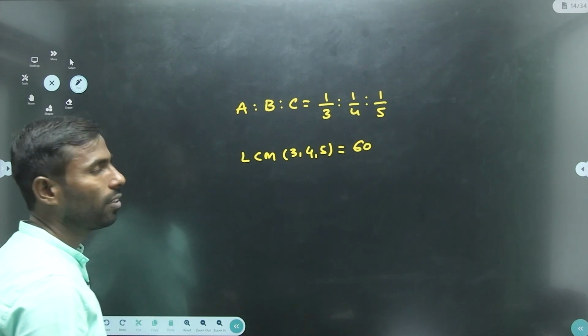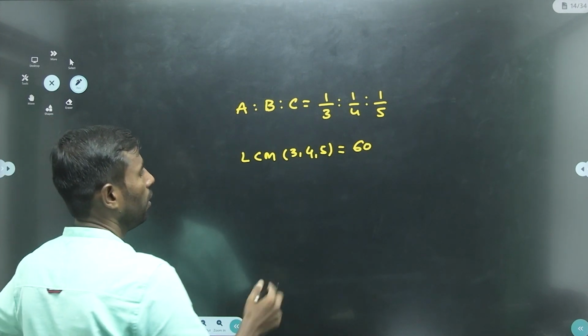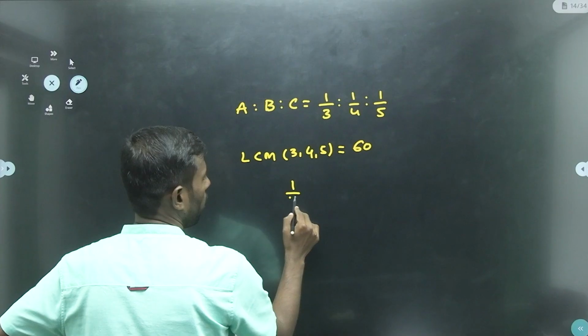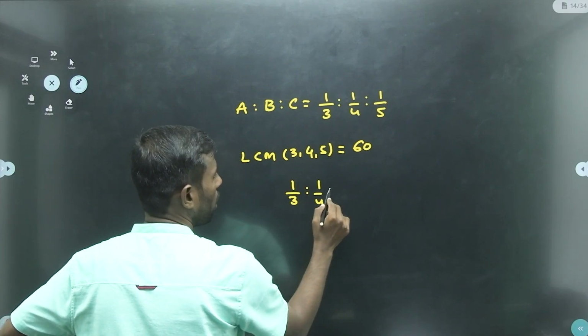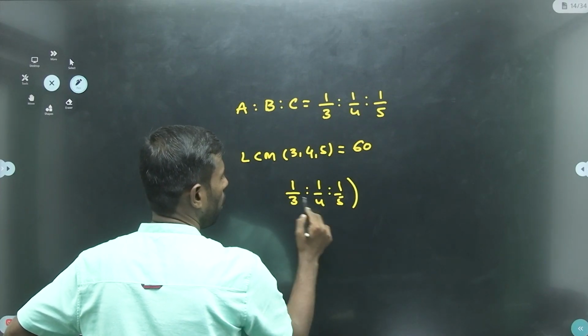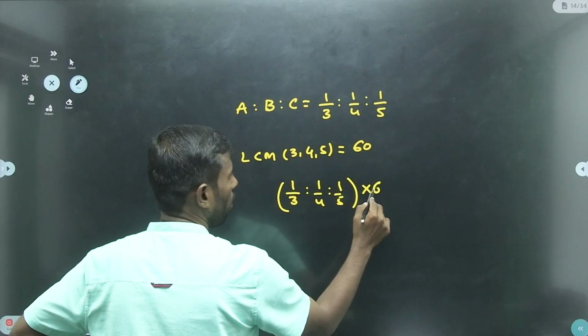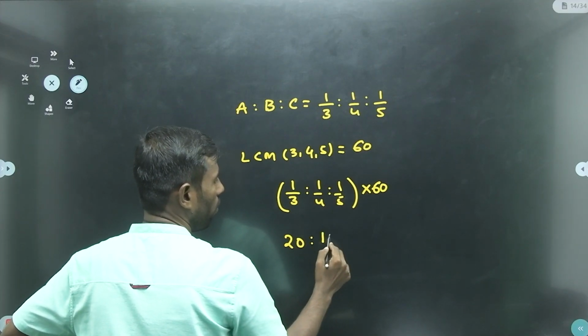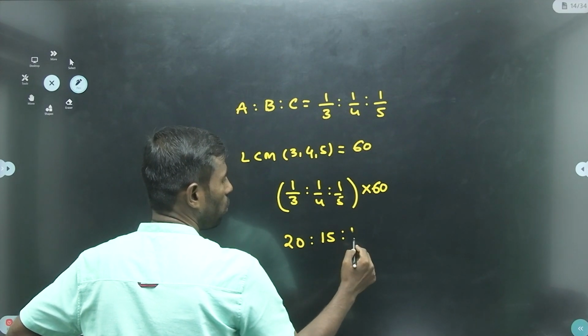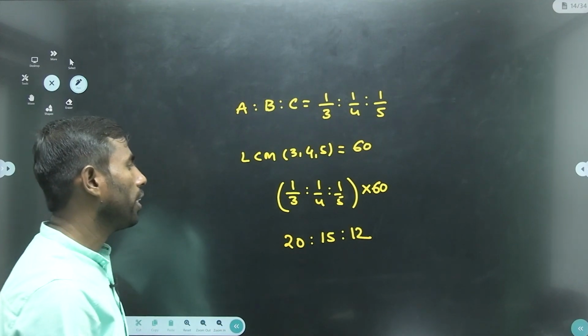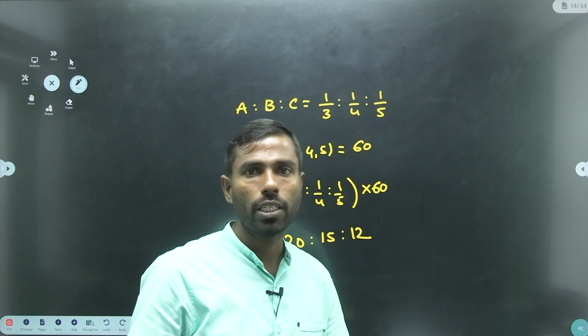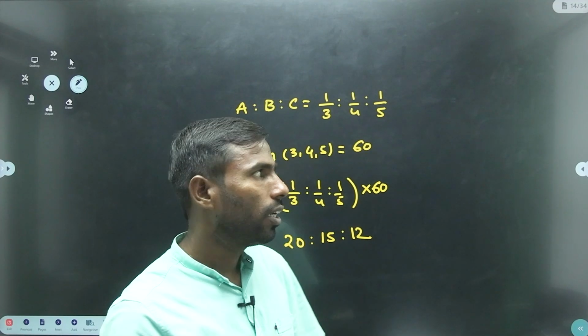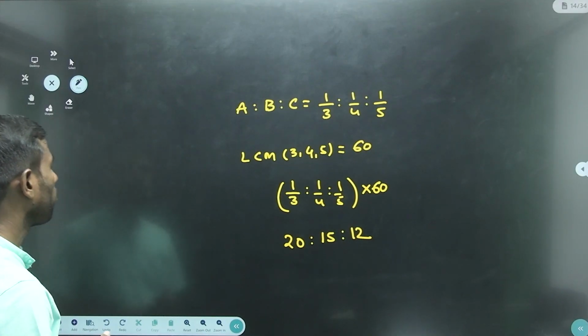Multiply each fraction ratio value with 60. 1/3, 1/4, 1/5 ratio. Multiply with 60. 1/3 into 60, 20. 1/4 into 60, 15. 1/5 into 60, 12. The ratio value is 20 is to 15 is to 12.